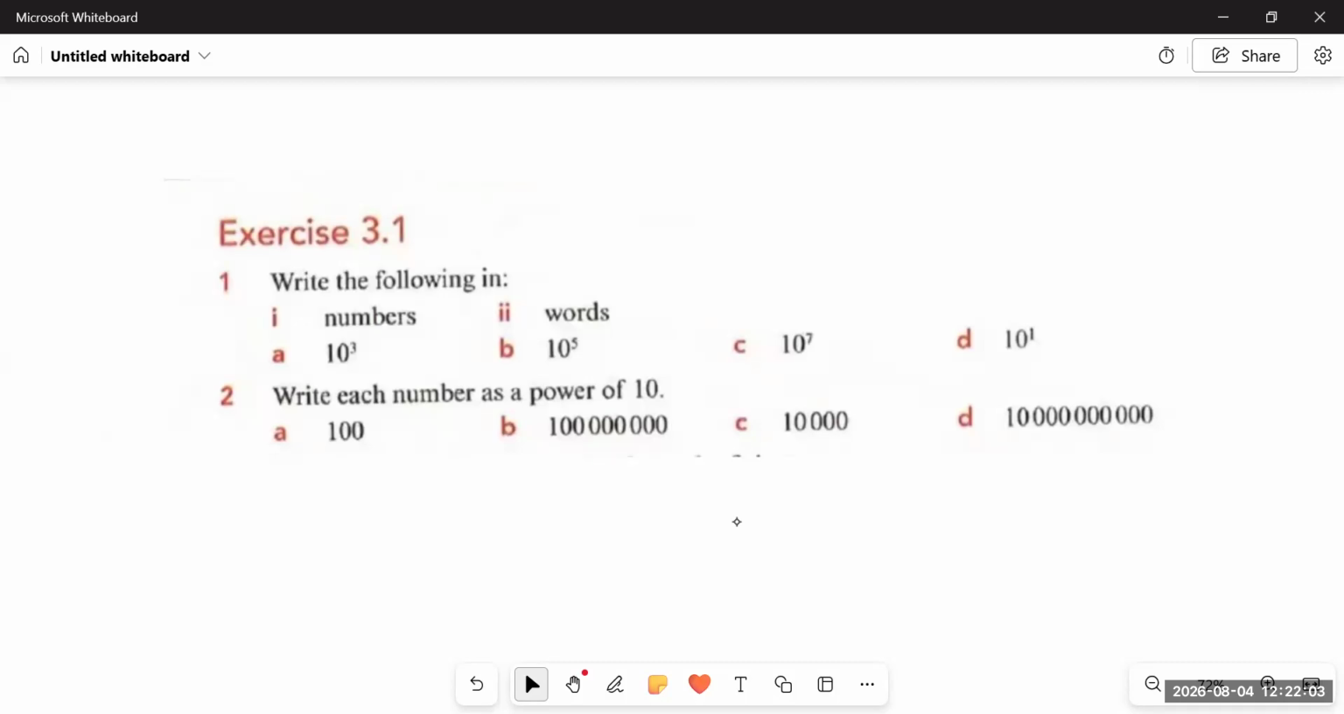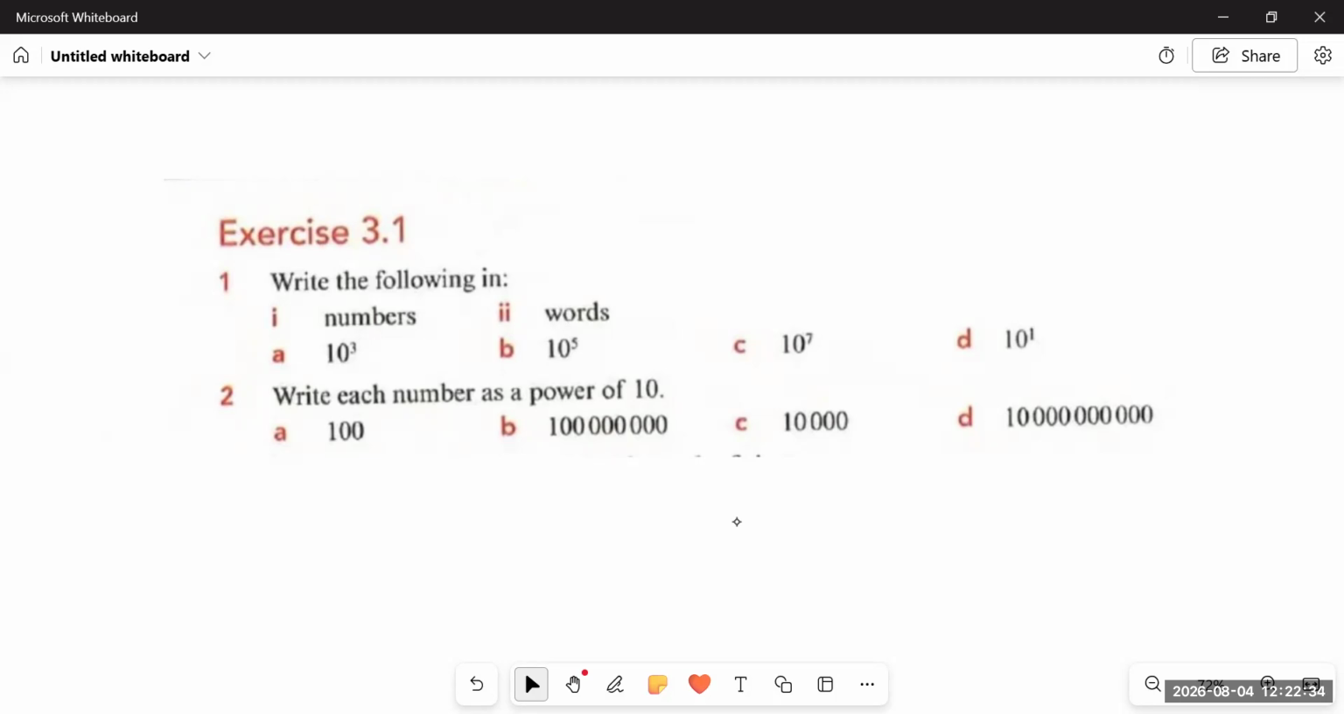Today we are starting chapter number 3, place value and rounding. This is exercise 3.1, and we are going to learn how to write down a number having so many zeros with a 1 in the power of 10, and what is index notation, what is writing the numbers in powers mean, and all that.